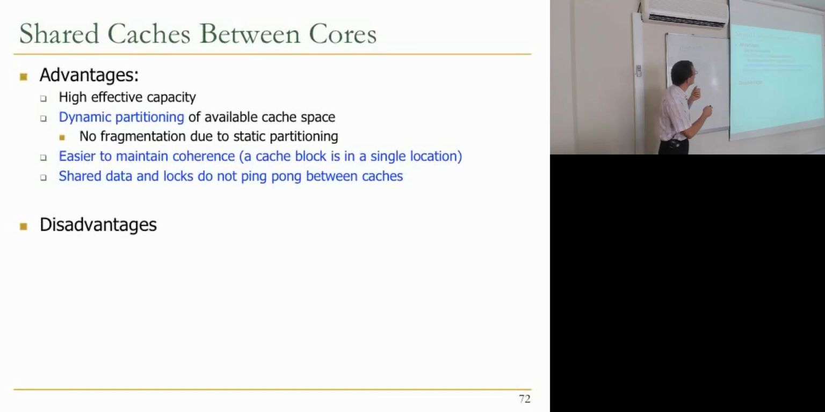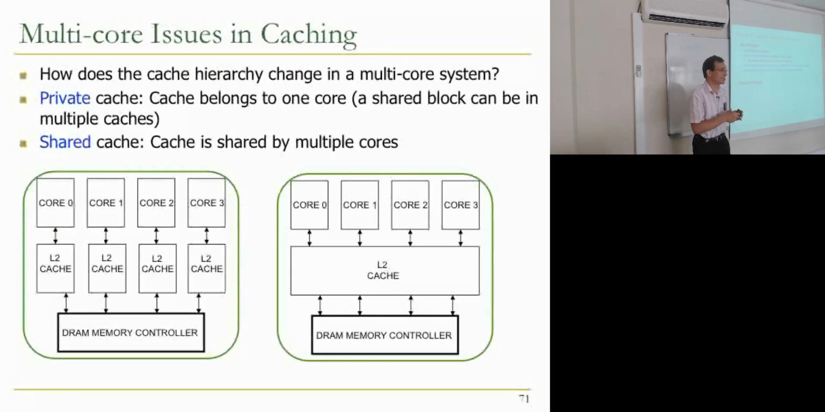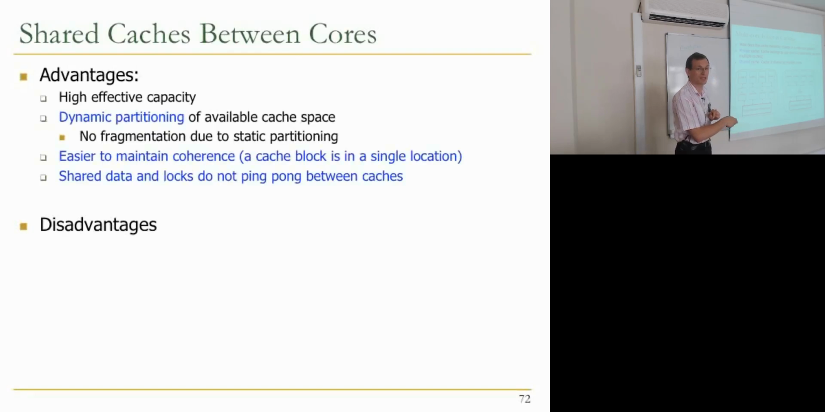The advantages of shared caches over private caching is you get high effective capacity, right? Because you don't replicate these blocks. And you get dynamic partitioning of available cache space. There's no fragmentation due to static partitioning, right? Assume that these are all 1 megabyte caches and this is a 4 megabyte cache. If this core needs only 1 block and this core needs 3 megabytes of cache, here you cannot satisfy both, right? Here you can satisfy both nicely because you can dynamically partition the space. So there's no fragmentation. And this is true for all kinds of sharing versus partitioning decisions. Whenever you share, you get dynamic partitioning.